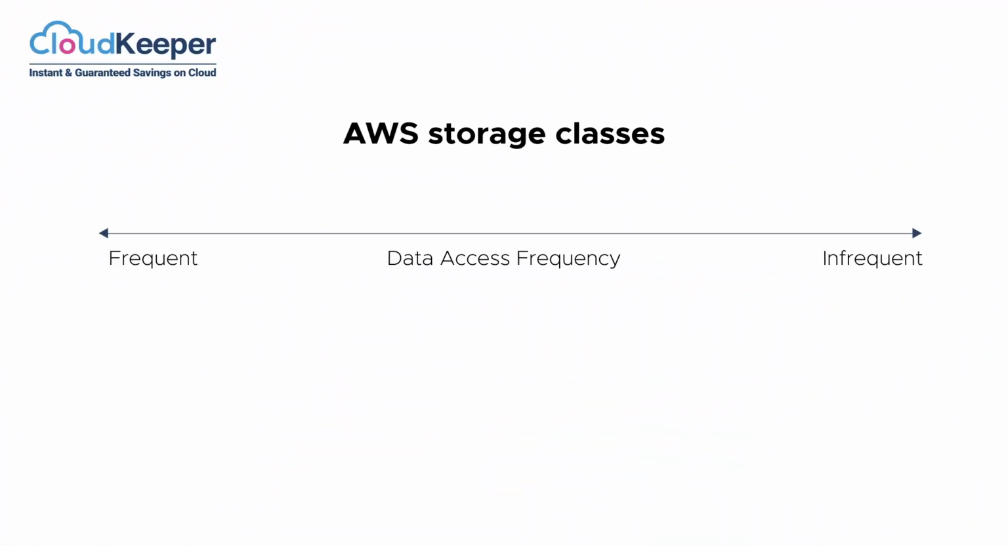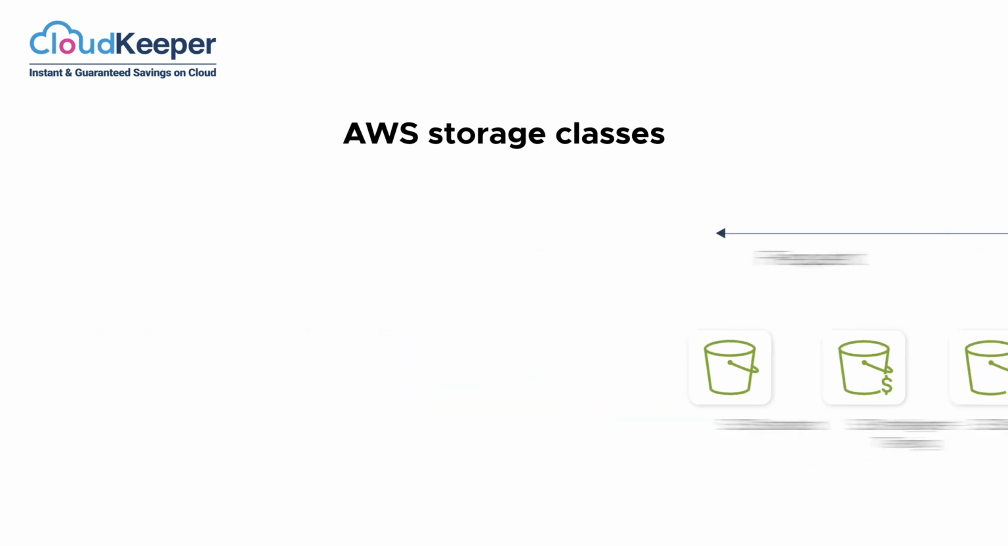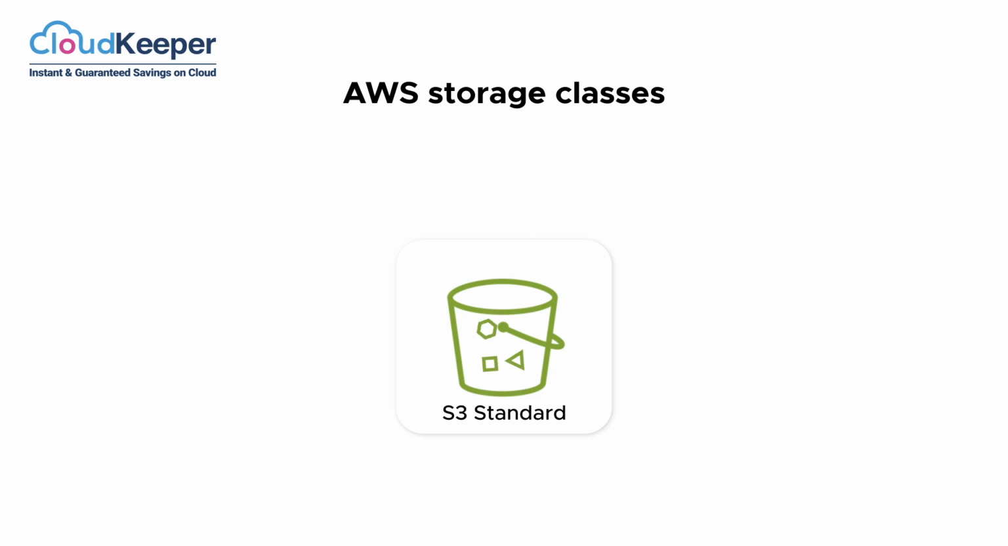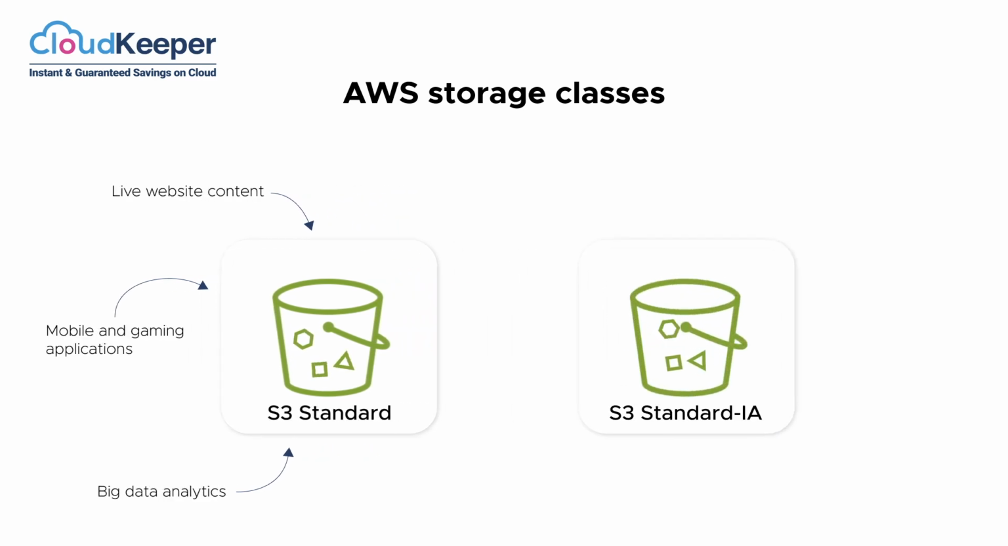AWS offers diverse storage classes, including Standard, Intelligent Tiering, Glacier, and others. Select the optimal storage class based on data access patterns and performance requirements, maintaining a balance between cost and performance. For example, standard storage is optimal for frequently accessed data, like live website content, mobile and gaming applications, and big data analytics, thanks to its low latency and high throughput performance. On the other hand, standard S3 infrequent access is well suited for data accessed infrequently, which can be stored for extended periods.